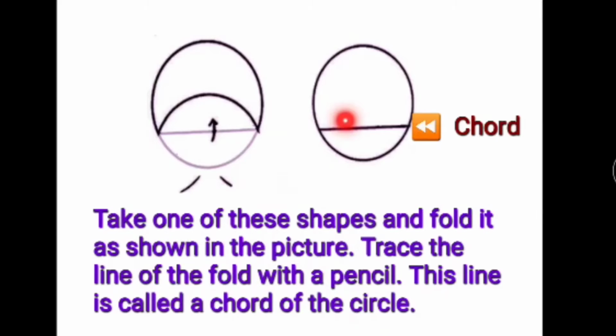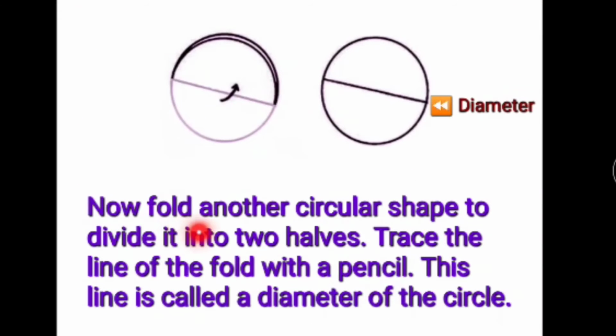After folding, open that side and trace the line of the fold with the pencil. This line is called a chord of the circle. So this is the chord of the circle. Now fold another circular shape to divide it into 2 halves. Fold the circle from the center, so you will get 2 halves of the circle. Trace the line of the fold with the pencil. This line is called a diameter. This is the diameter.